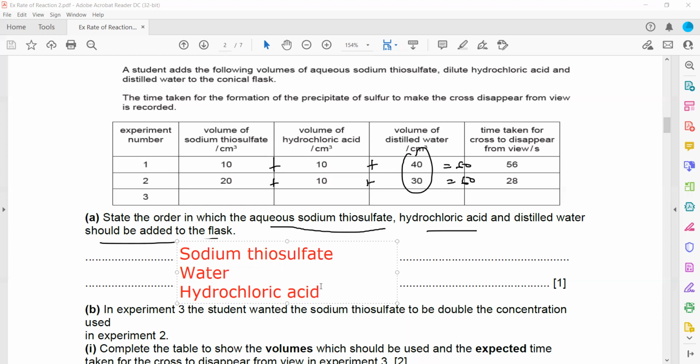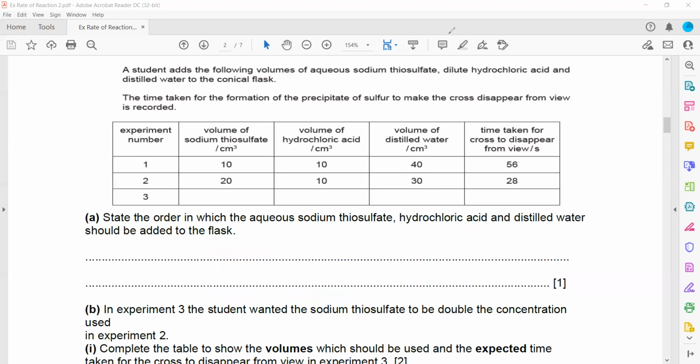Why are we adding hydrochloric acid at the last? Because if thiosulfate and hydrochloric acid are added in the beginning, they will instantly react with each other. Then the use of the water will not be effective, as there will be no use of adding water to the mixture. That's why, whenever we carry out this experiment, it can be the other way around. It can be hydrochloric acid, then water, then thiosulfate, or water, hydrochloric acid and thiosulfate, or water, thiosulfate and then hydrochloric acid. But water cannot be at the last.